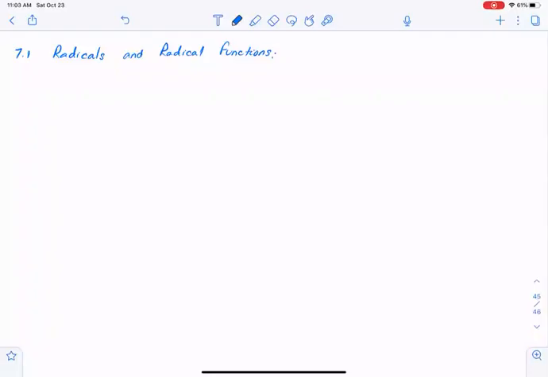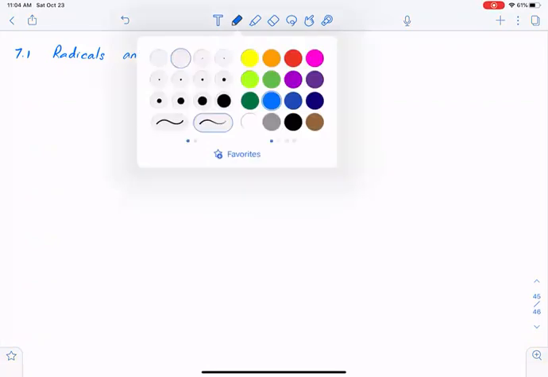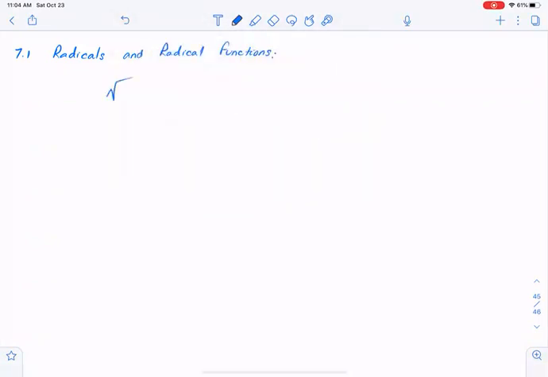Now, we have seen square root in the past. Square root is simply a radical. So what do we mean by that? Suppose we have square root of 4. We all know that square root of 4 is 2, plus or minus 2. But why is it so?